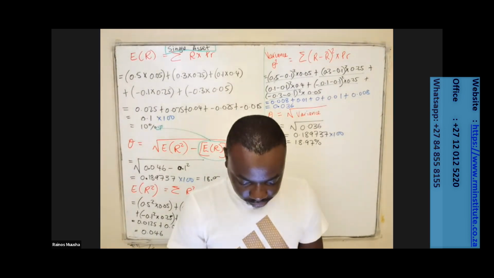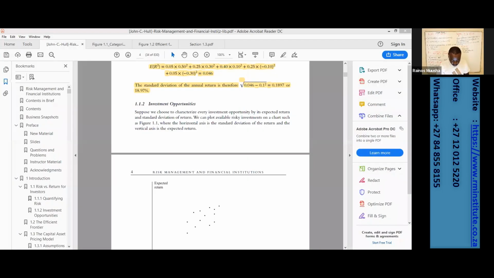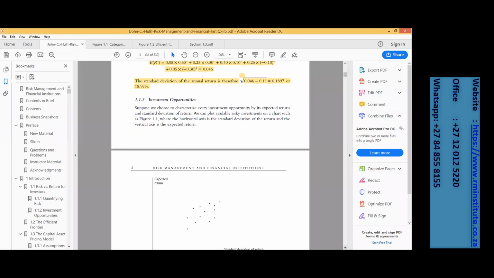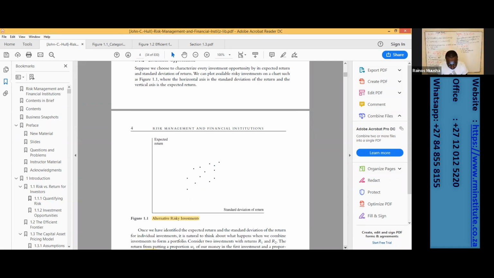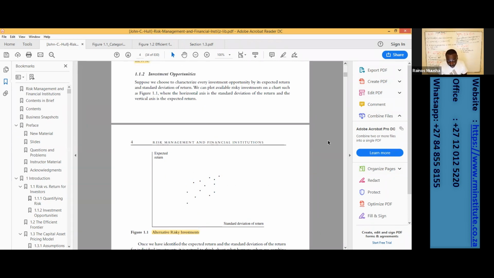Section 1.2 looks at investment opportunities. When we look at investment opportunities, this is basically the plot of the different risks that the investors would be taking against the expected return. You can plot the different risks the investor would be taking against the expected return, depending on the different variables that are taken into account to determine the investment opportunities as well.